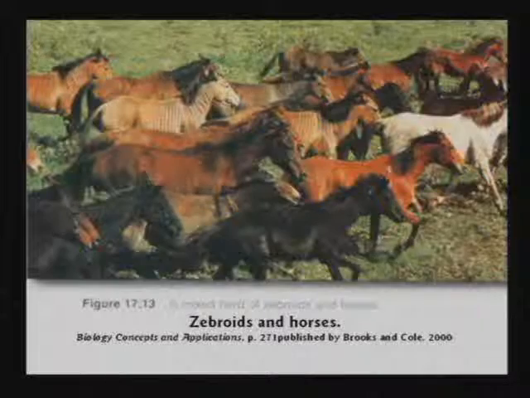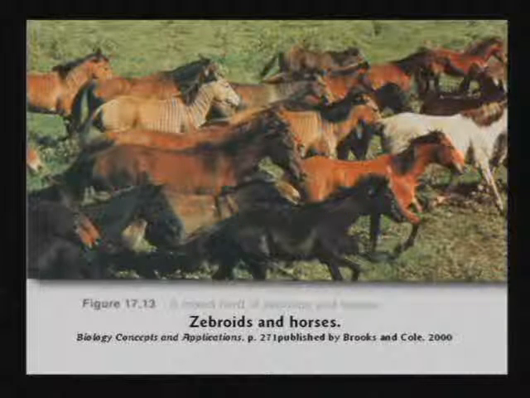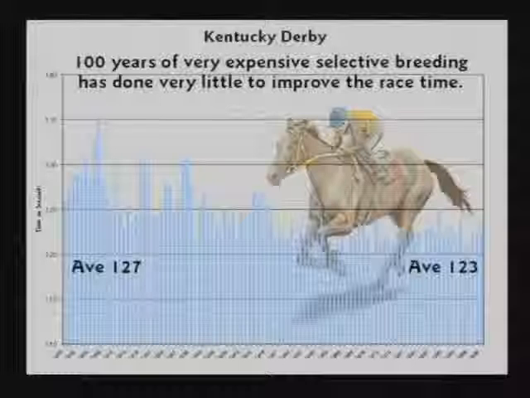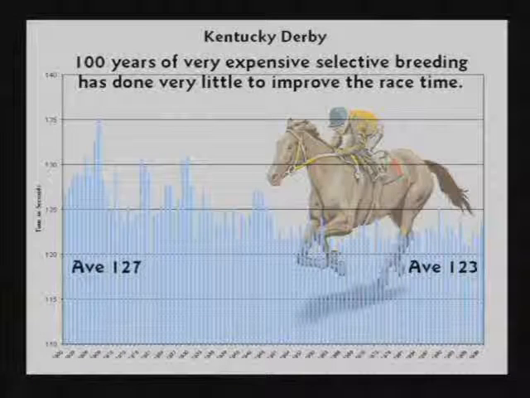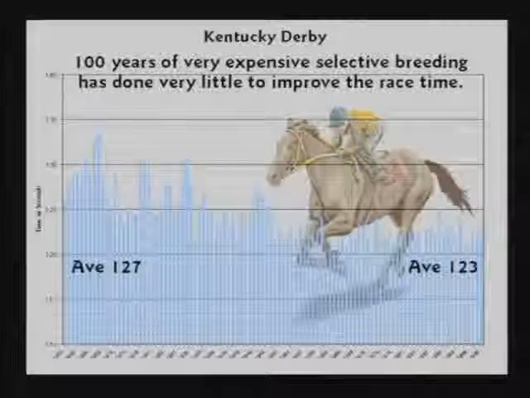Here's a herd of zebroids running around. Now, in the last 100 years, the Kentucky Derby has gone from an average winning speed of 127 seconds to 123 seconds. Now, even in the old days, they had some pretty low times turned in. How much money would you guess has been spent on selective breeding trying to win the Kentucky Derby? Like millions and millions of dollars, am I right? I don't know if they reached the limit for horse speed or not, but I suspect they're getting fairly close to the limit.